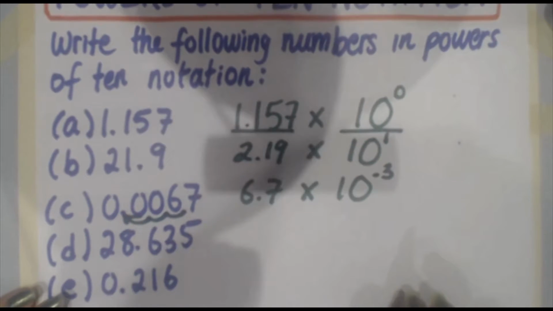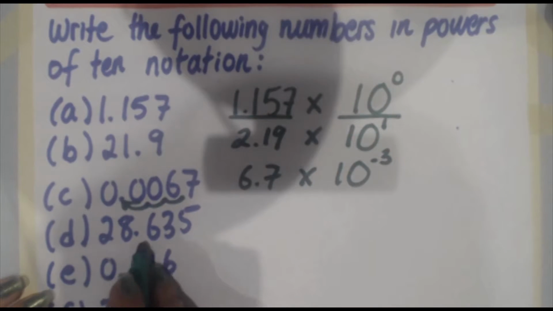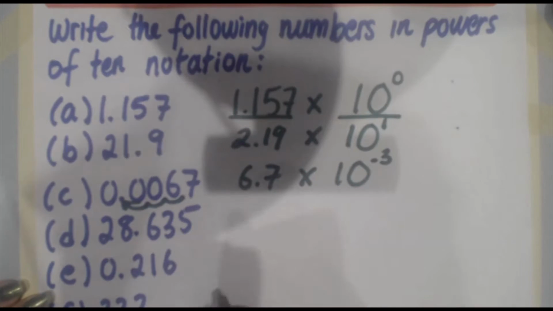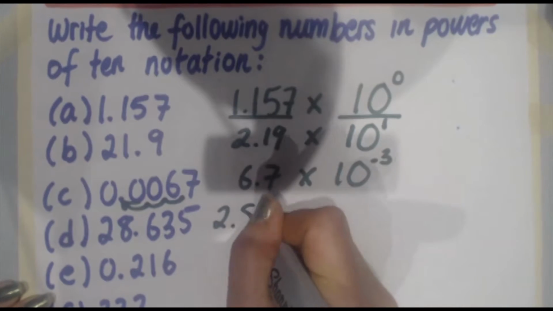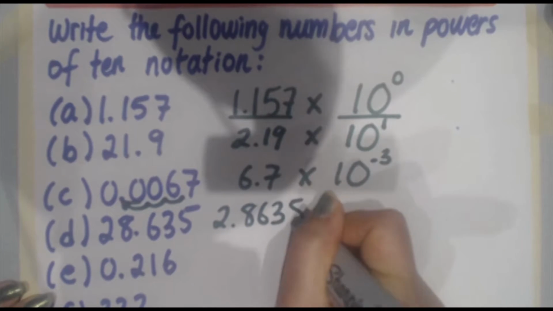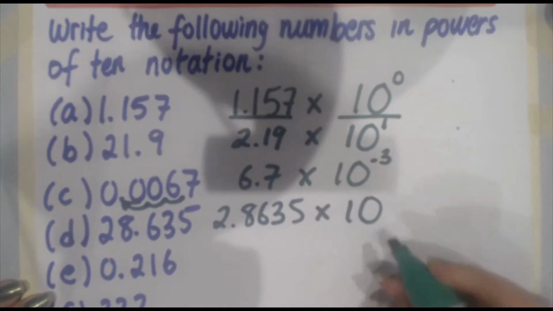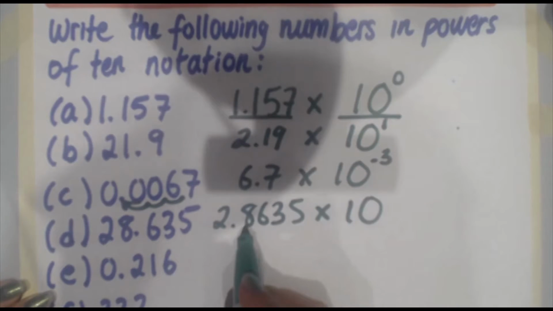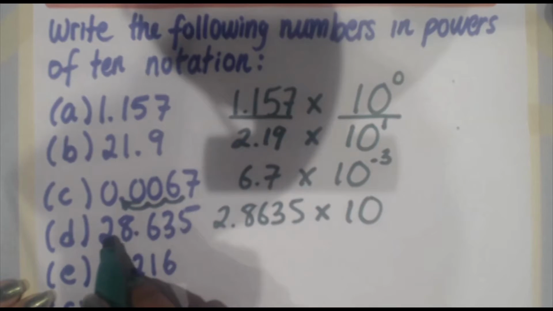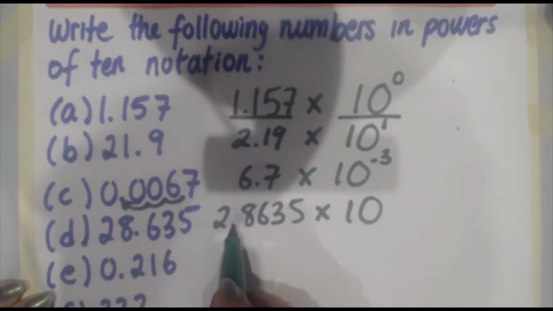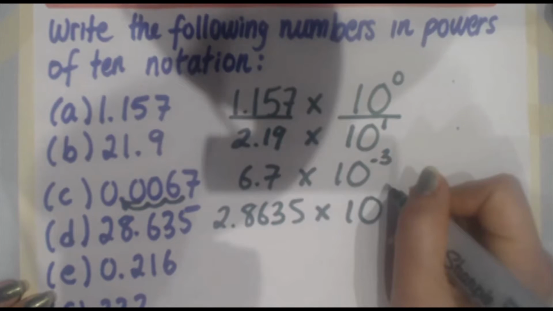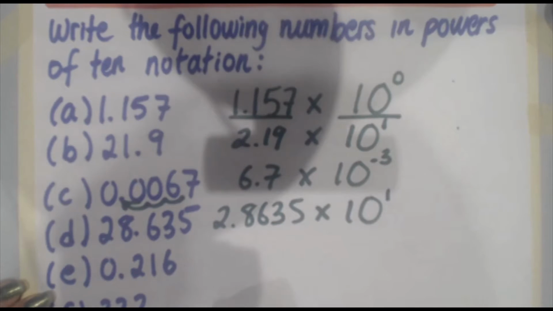Part D, 28.635. The number between 1 and 10 to express this is going to be 2.8635 times 10. Notice in this case, we only had to move the decimal over one spot. In order to get back to the original number, we simply have to move the decimal to the right by one spot. Therefore, this is going to have the exponent 1.